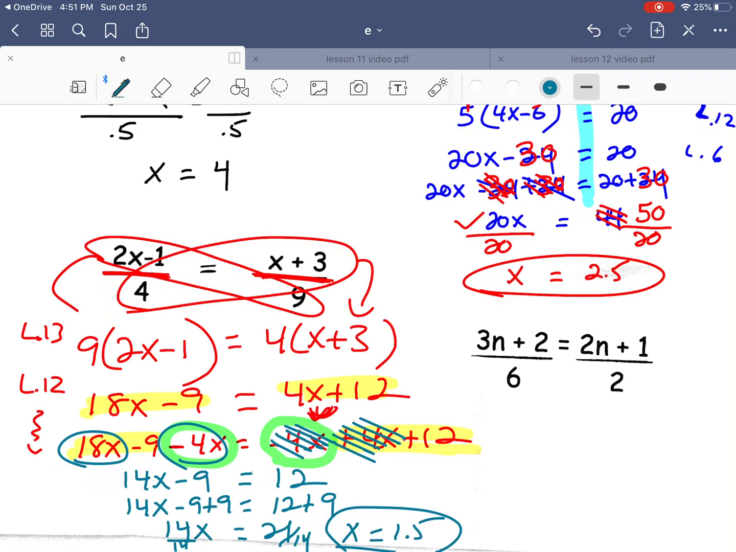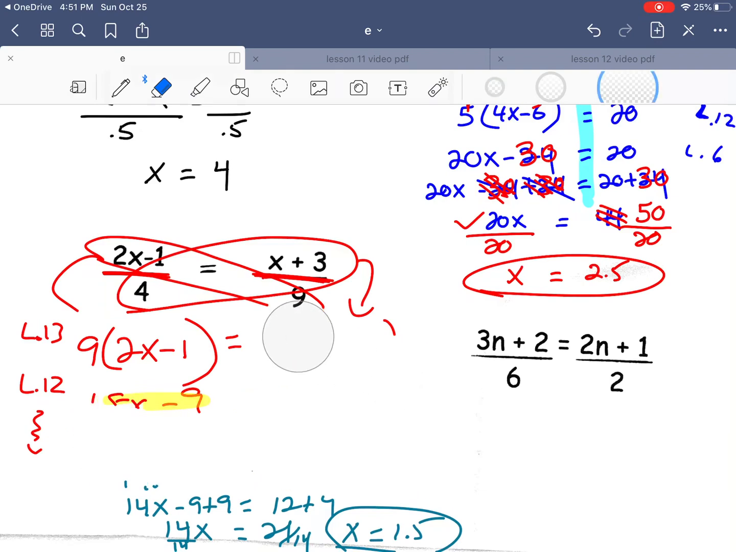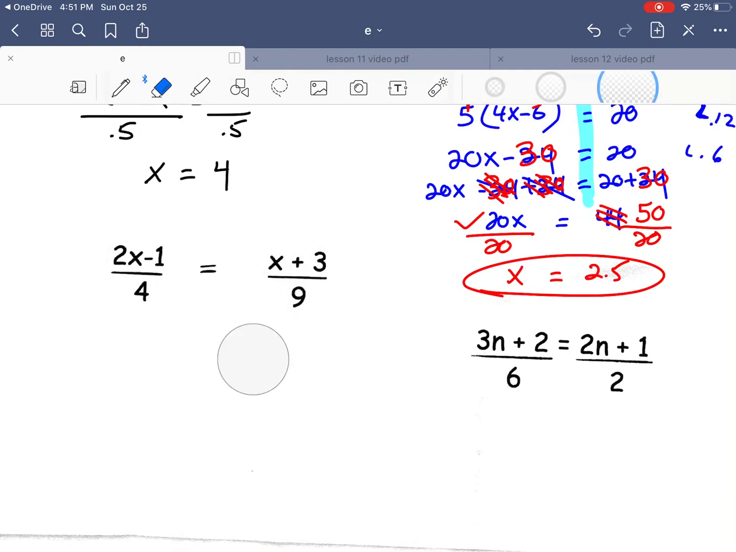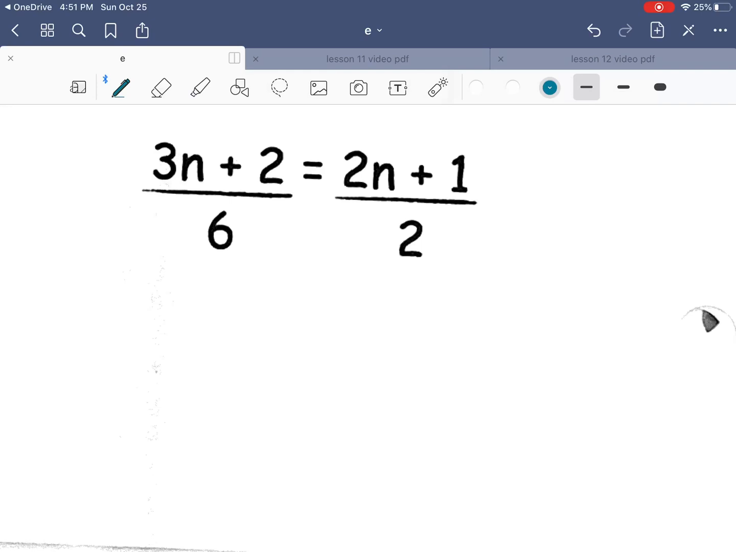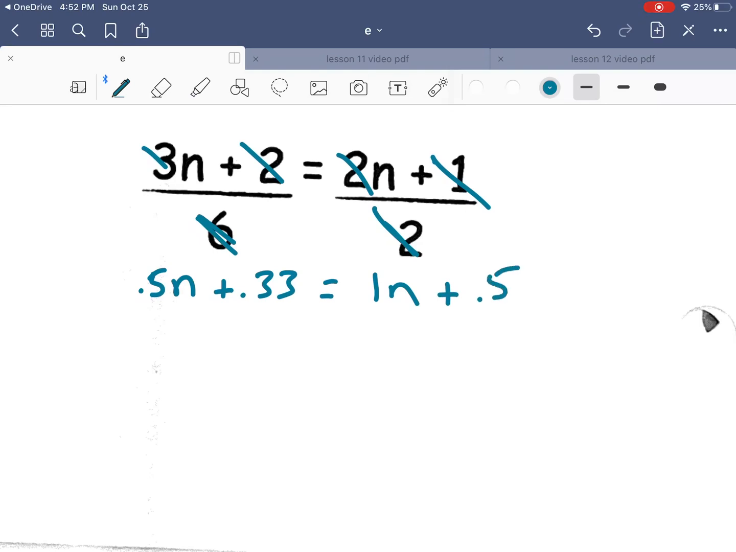The next question I'm going to solve as a decimal method, sorry. So this last one here, I'm going to do the decimal method. Decimal method just means, let's go back to lesson 7, just divide each side. Clean it up. So 3 divided by 6 is 0.5n. 2 divided by 6 properly is decimal 0.33. 2 divided by 2, sorry, is 1n. 1 divided by 2 is 0.5. So I did the decimal method this time.